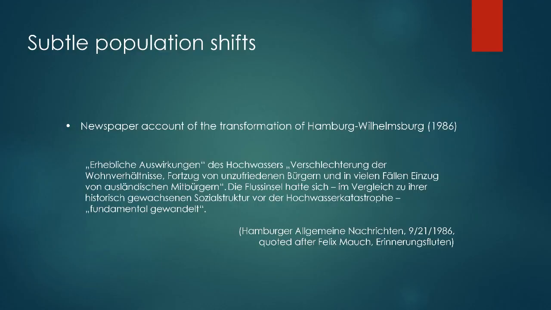To be sure. So this newspaper article diagnosed a deterioration of living conditions, Verschlechterung der Lebensverhältnisse, the outmigration of unsatisfied citizens, unzufriedene Bürger, in-migration of foreigners, how do they phrase it, ausländische Mitbürger. What this refers to is mostly guest workers, whom the West German state increasingly hired in the 60s and 70s, and in general a fundamental change of the social structure of the neighborhood as a result, or at least partly as a result, of the flood. So the change in the composition of the population as a result of processes of abandonment, neglect, social erosion of that area.